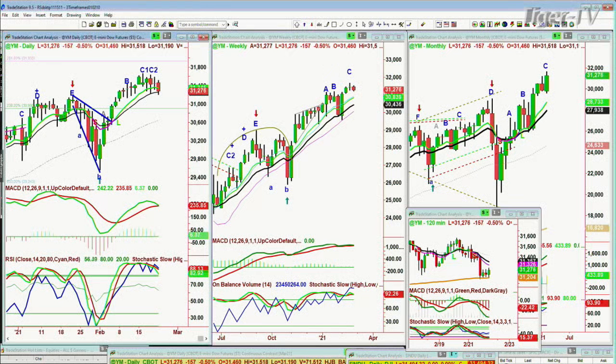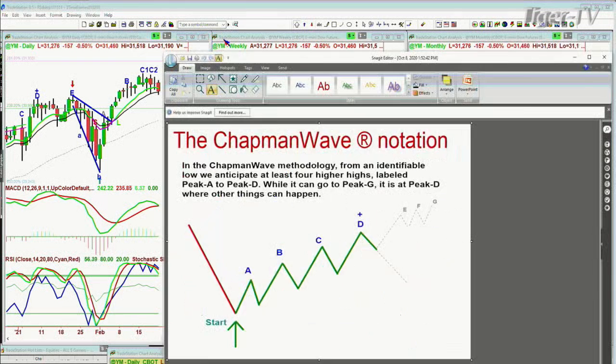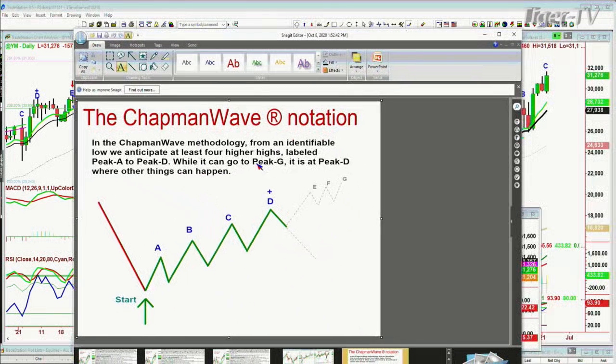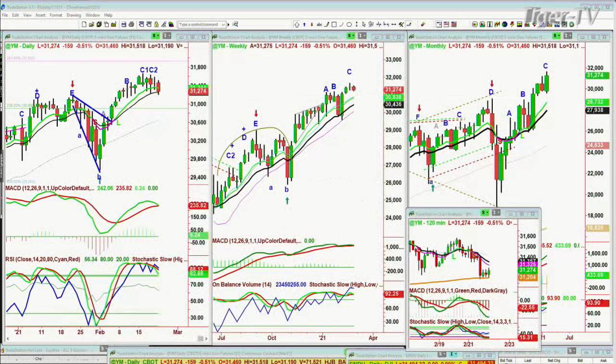Well, first of all, the Chapman wave consists of identifying the lowest low bar and counting each successively higher peak. There can be 6 peaks going all the way to a G. There's never an H. I alphabetize them sequentially, but it's at that fourth highest peak, peak D, that other things can happen. Just keep it as simple as possible. Look at this peak D, even in the futures, in both the cash and the futures. Look at that peak D a year ago. February made that peak D, a whopping 39% decline from that level.